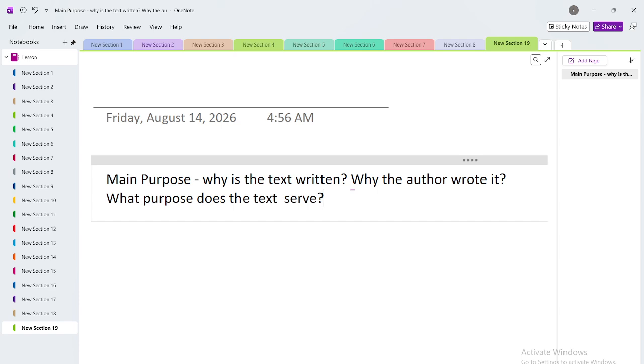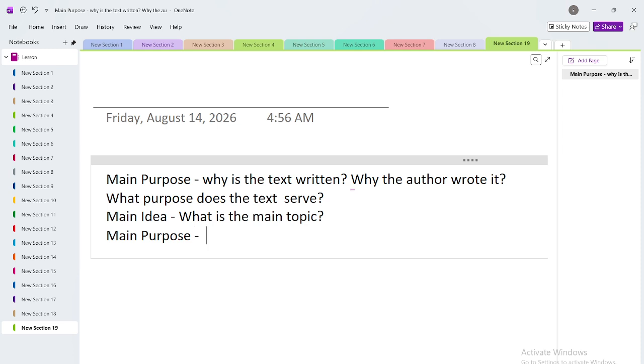Now, the difference between main idea and main purpose is that main idea asked what is the main thing, the main topic. But again, main purpose is asking us why is it written? Why is it written? What is the author trying to say? All right? This is the difference between main idea and main purpose.